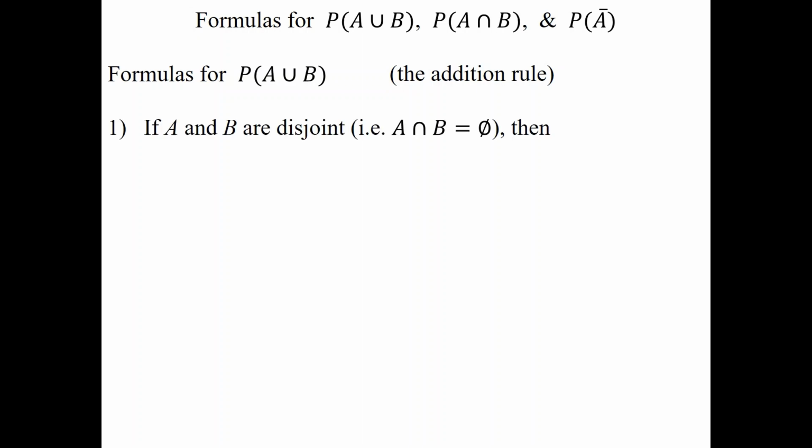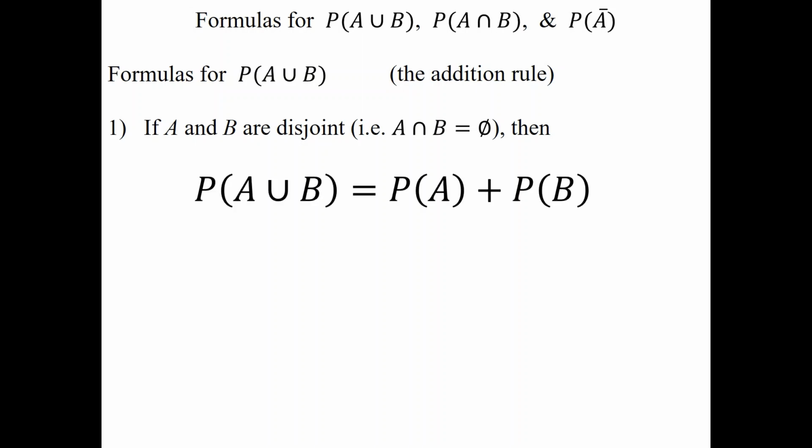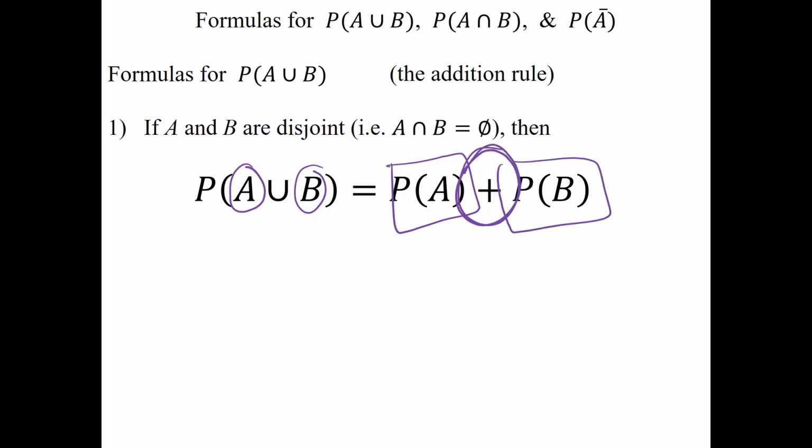Okay, so in the first situation, if A and B are disjoint, so if there's nothing on both lists, then for the probability of A or B, you find the probability of the first one, then the probability of the second one, and then you add the answers. Again, that's why it's called the addition rule. So when we're doing the probability of an OR, it's the probability of the first plus the probability of the second, if the events are disjoint. So in other words, if you're going to use that formula, you need to first check to see if the events are disjoint.